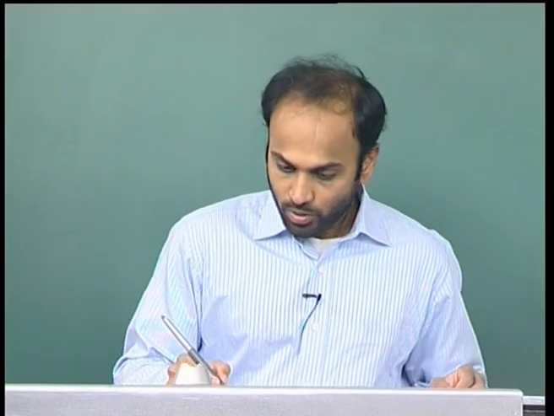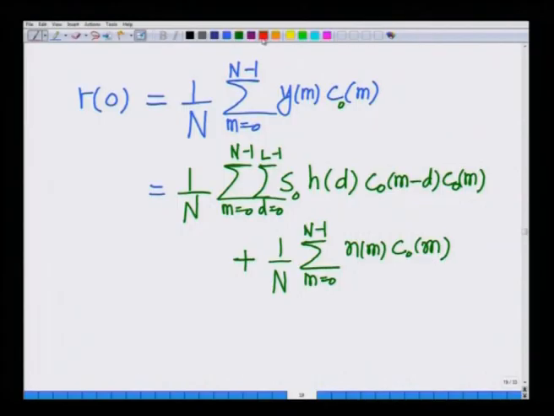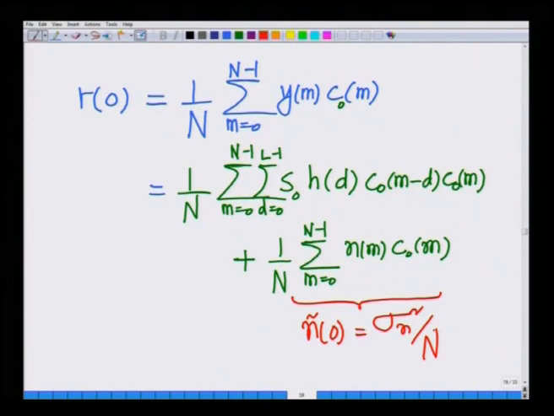Now, the noise component we have seen several times before. This is noise N m correlated with C 0 m, that is summation N m C 0 m, m equals 0 to n minus 1, divided by n. We have seen this is noise of variance, so let me denote this by n tilde of 0. This is noise of variance sigma n square over n. We have seen this many times before.